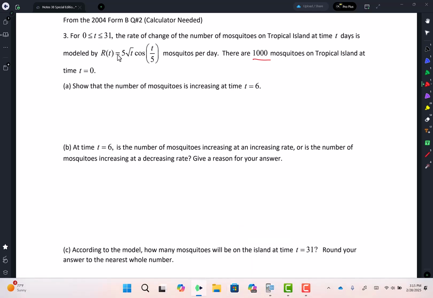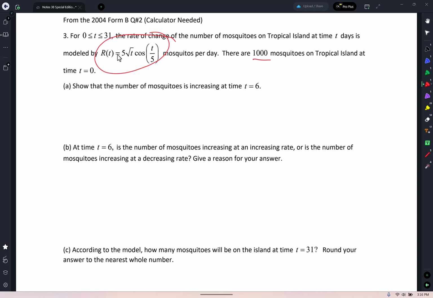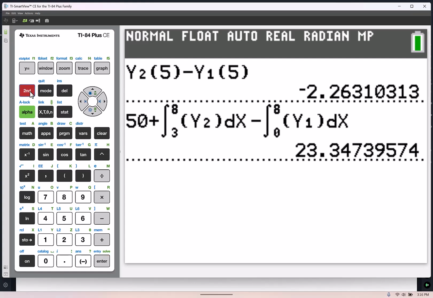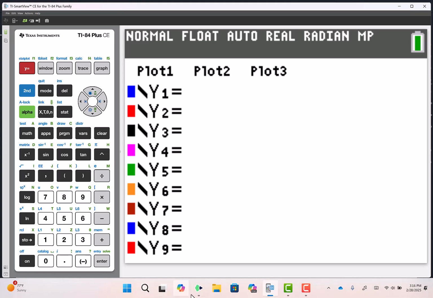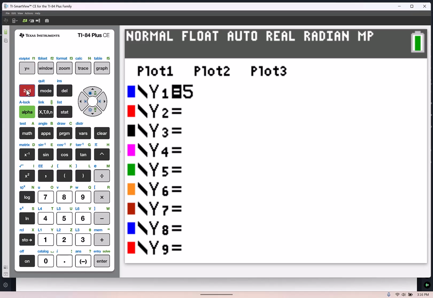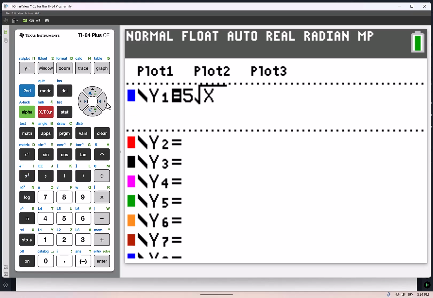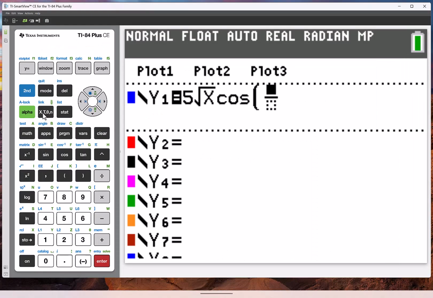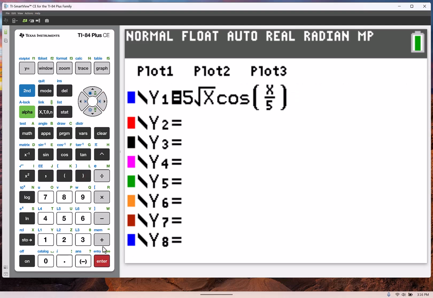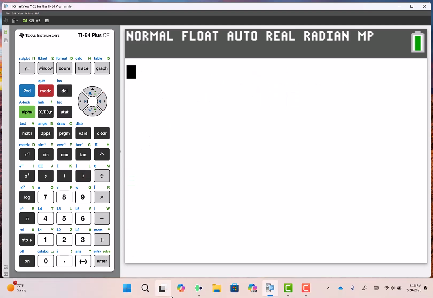Okay, guys, type this into your Y1. So 5 square root of t cosine of t over 5. I think I can remember that. Second memory 712. 5 square root of x cosine x over 5. Yeah, I couldn't remember it. Short-term memory, it's bad right now. All right, there it is. I got it in Y1.